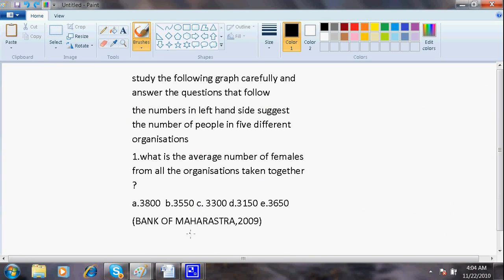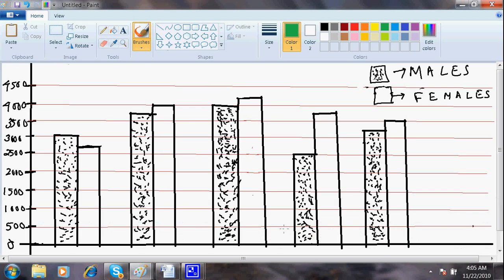The question is, study the following graph carefully and answer the questions that follow. The numbers on the left hand side suggest the number of people in 5 different organizations, with the average number of females from all the organizations taken together. It's one of the latest papers, Bank of Maharashtra, 2009. So these are the females and these are the companies A, B, C, D, E.